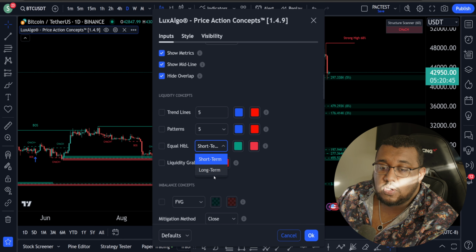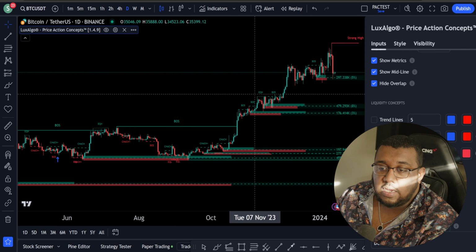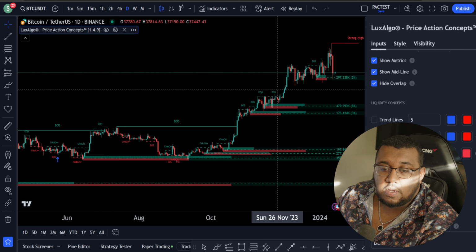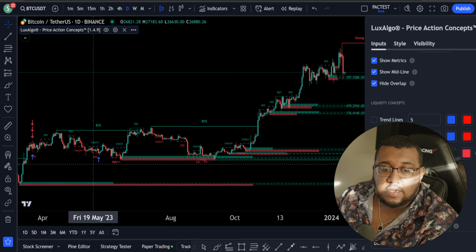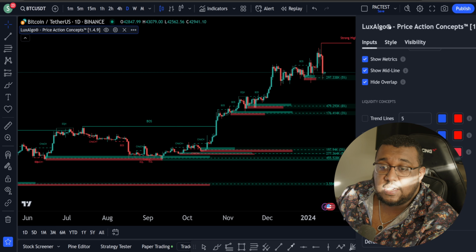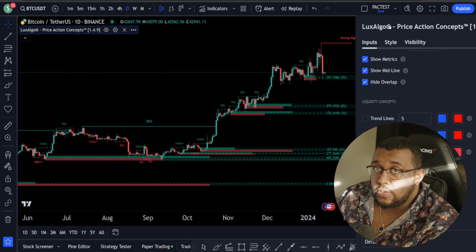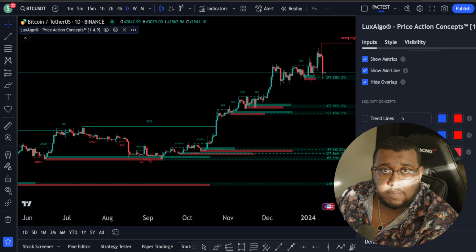Equal high low. This one can be short term or long term. If you are going to do the equal high lows, you're going to see them right here. Equal high low right there. Equal high low right here. Equal high, excuse me, not equal high low. Equal highs over here. Equal highs. There are some equal lows down here. If you guys like to see those small levels of resistance, small levels of support, you guys can do that. For me, I just see it automatically, so I don't have to do it. But if you guys need it, it's there for you.